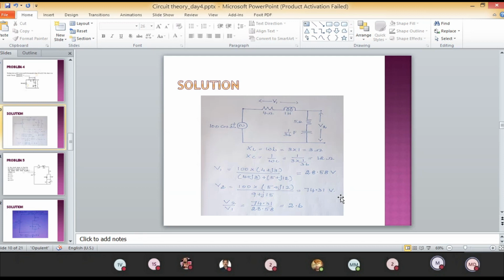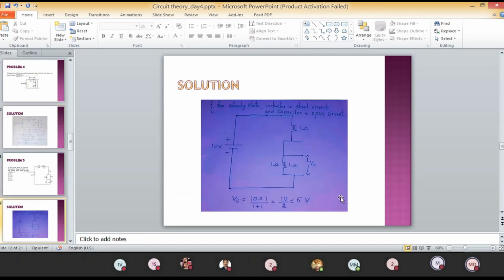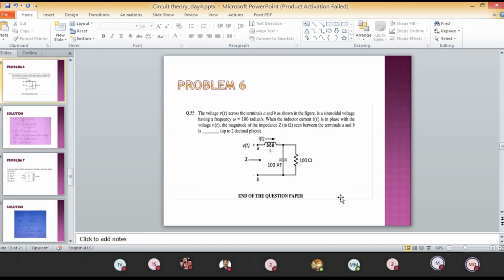Right. Now let us proceed to the third question. The voltage across the terminals A and B shown in the figure is a sinusoidal voltage having a frequency of omega equal to 100 radians per second. When the inductor current is in phase with the voltage, this is very, very important. The magnitude of impedance seen between terminals A and B is what?